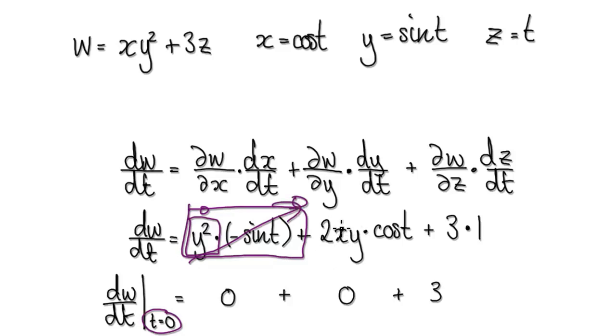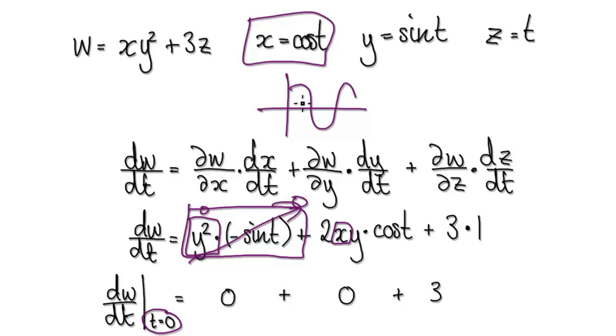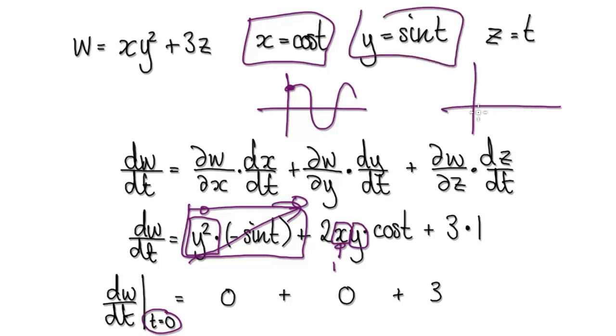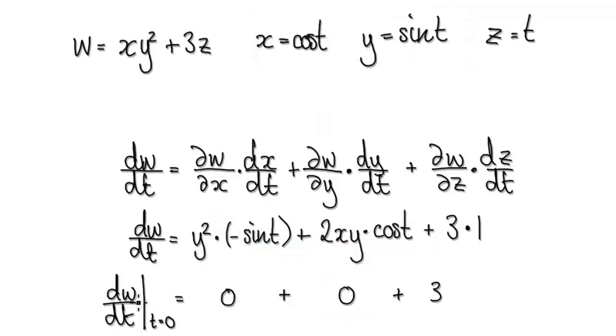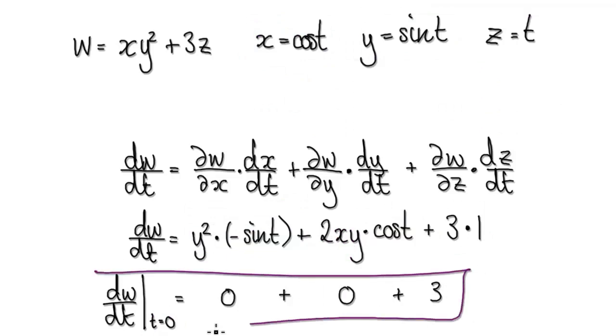And then what is x at time equals 0? X equals 1 when time equals 0. So this x here is 1. What is y when time equals 0? Well, we just established that sine when t equals 0 would be 0. So this will be 0. Then the whole thing would be 0. And then dw by dt equals 3. Okay, so that's your final answer here. It equals 3.